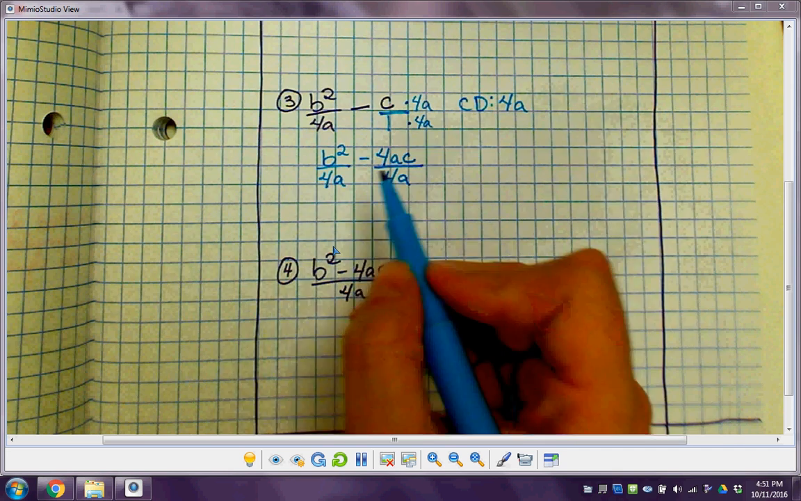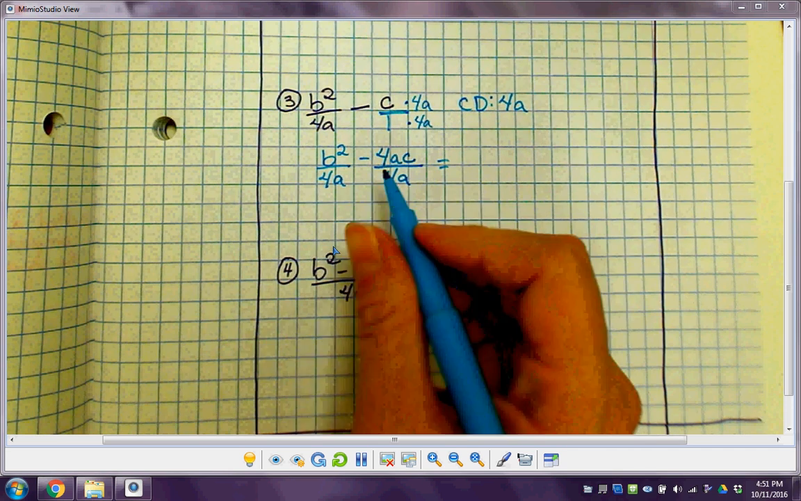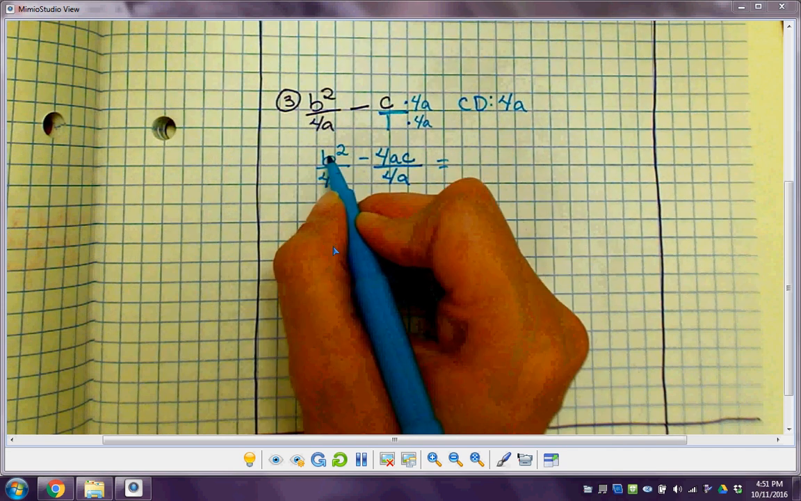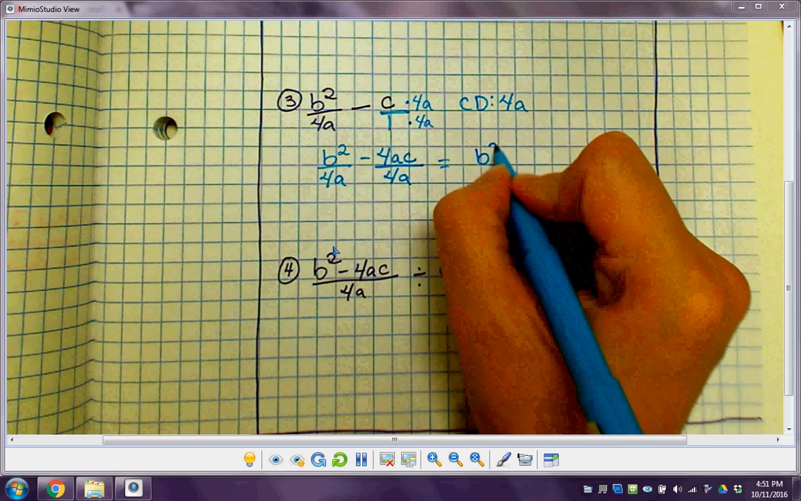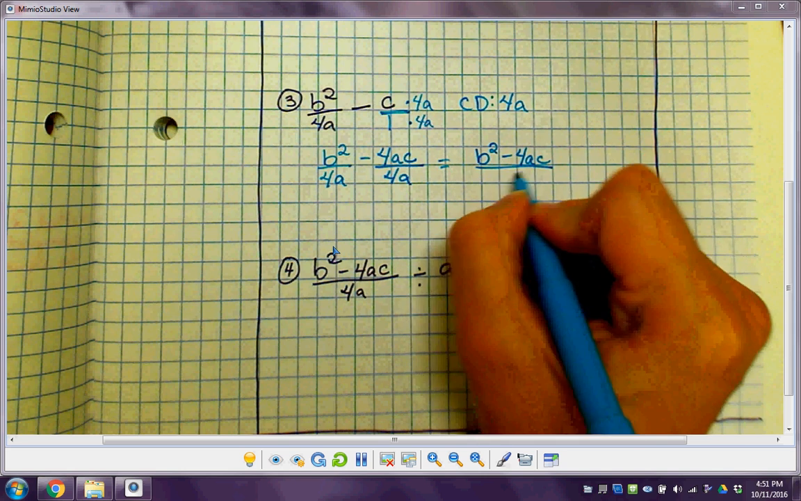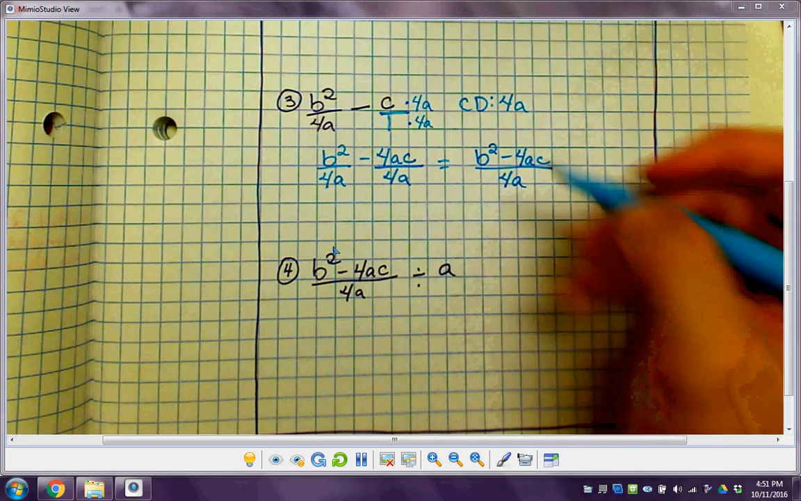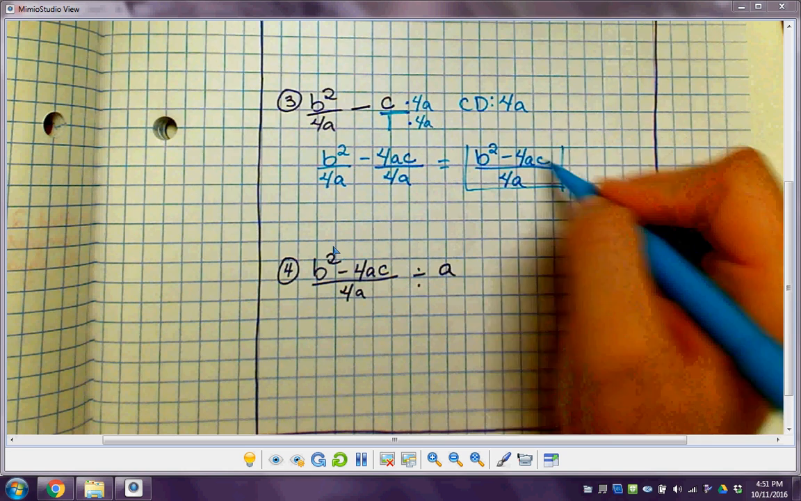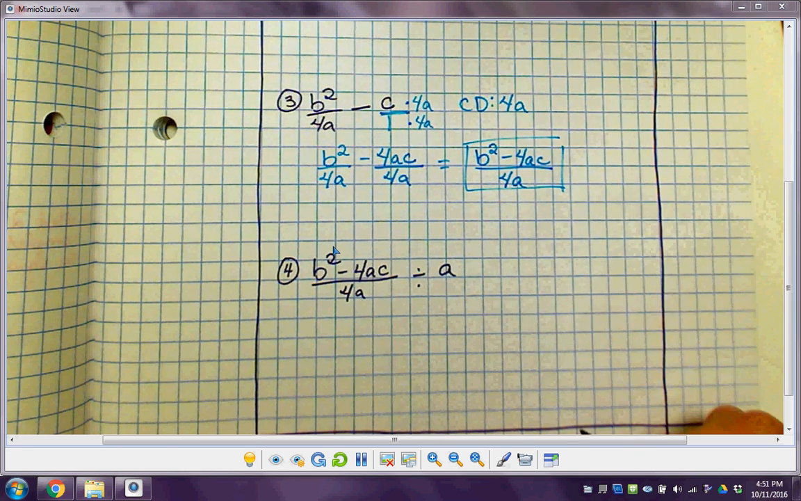All right, I now have a common denominator, and so I can just combine these two fractions. And this numerator and this numerator are not like terms, so it just stays b squared minus 4ac all over 4a. And that's my final answer. Okay?